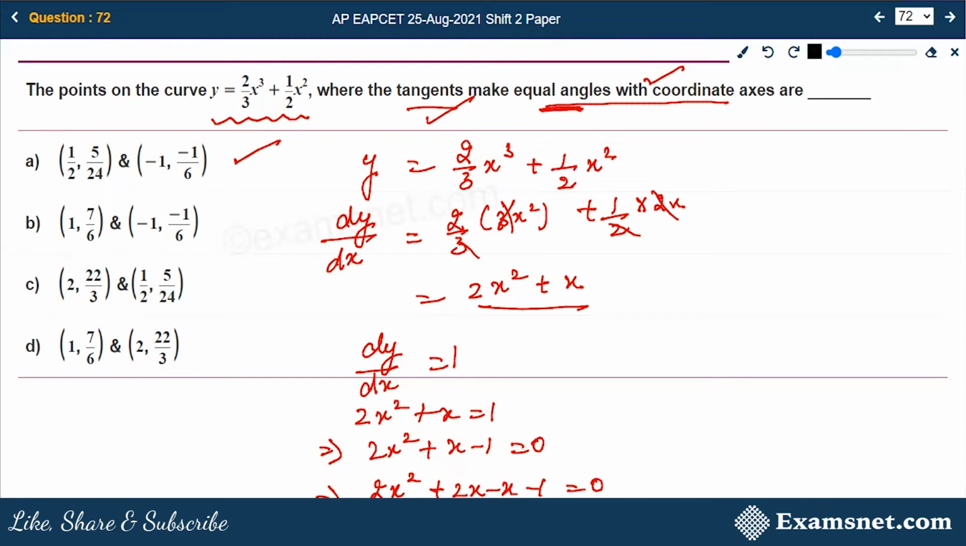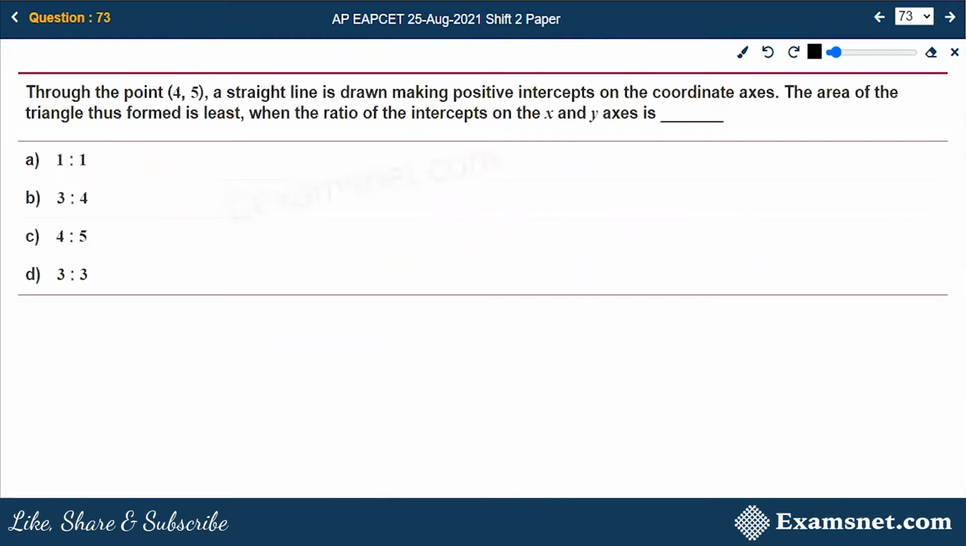Next question, question number 73. Through the point 4, 5, a straight line is drawn making positive intercepts on the coordinate axes. The area of the triangle thus formed is least when the ratio of the intercepts on the axes is.